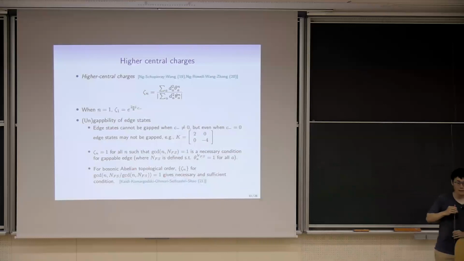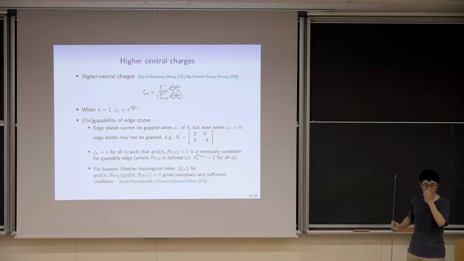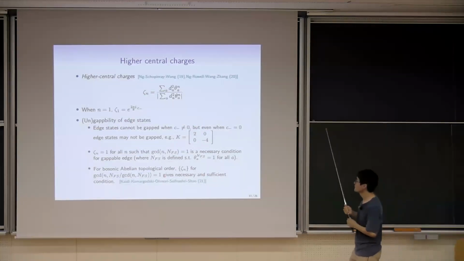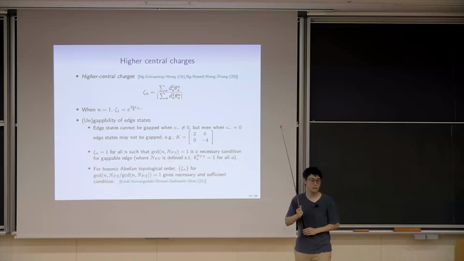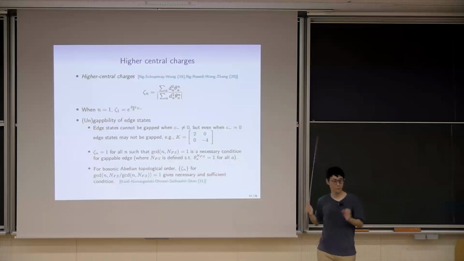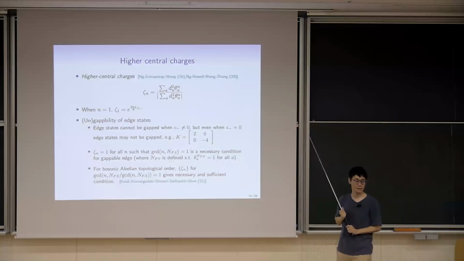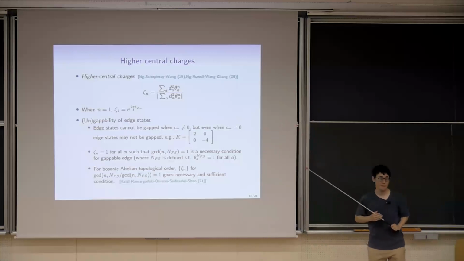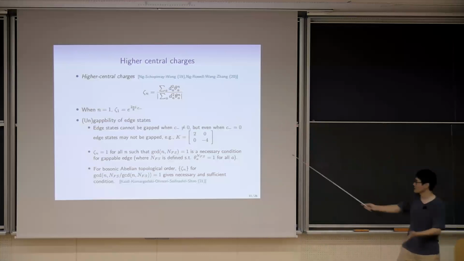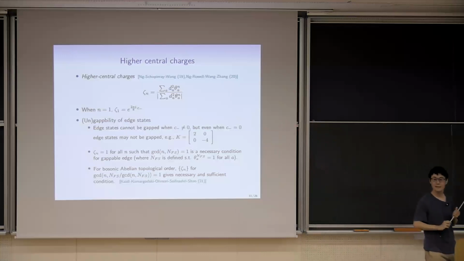Is there an example of a fermion topological insulator where it's ungappable? Free fermion topological insulator? Yeah, it's gappable. If it's free, it's always gappable. In that case, you would need some symmetry. Here we are not imposing symmetry. Yeah, clearly this is the interacting case. Other questions?